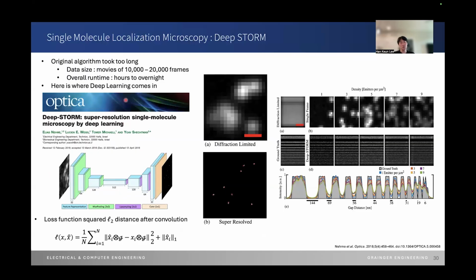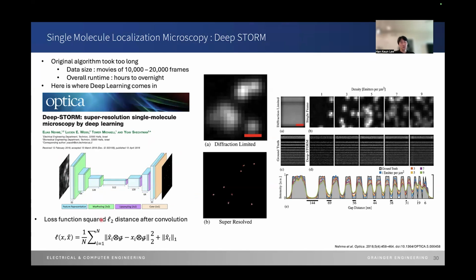And this Deep-STORM, super resolution single molecule microscopy by deep learning, was published in 2018, and it utilizes the U-Net structure of deep learning models. I'm not going to get into the detail. However, this U-Net structure has an encoding part and a decoding part, where the encoding part captures the features of the image, and then it outputs an image that we want in a different form.